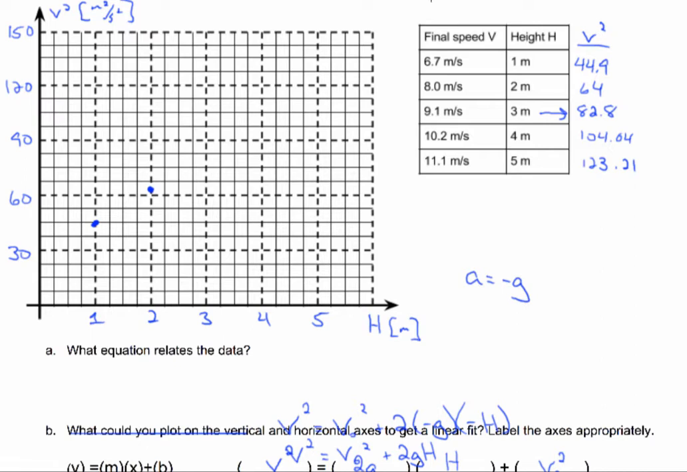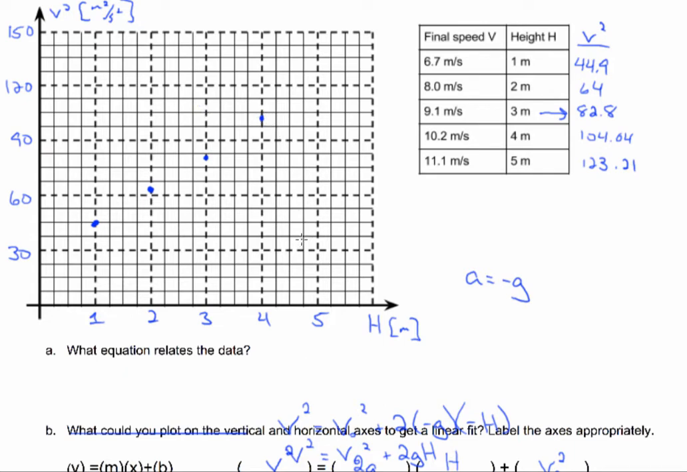Okay, so 82.8, 3 meters is going to be right around here-ish. 4 meters is 104. That's going to be right around, let's see, this would be halfway in between. 30 would be like 105, right around here-ish.